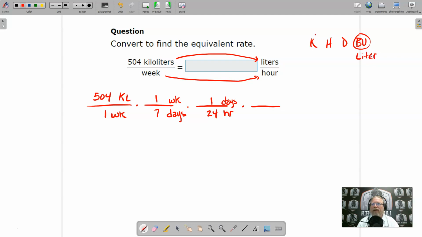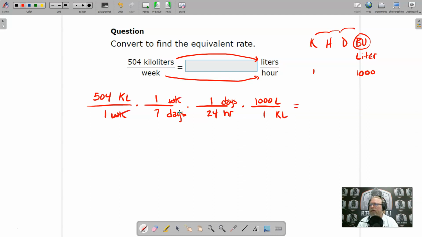So we are moving 1, 2, 3 units to the left, or that is to say that it takes 1,000 of these to equal 1 of these. So let's go with kiloliters in the denominator, since it's in the numerator over here, and I want liters here, and it takes 1,000 liters to equal 1 kiloliter. So I think we're set up, good to go.